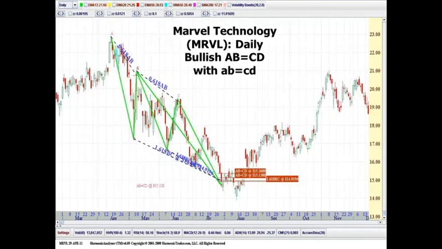Looking at this chart of Marvell Technology, we see a really nice multiple AB equals CD pattern. These 2 patterns possessed 4 numbers that marked a very tight area for harmonic support.